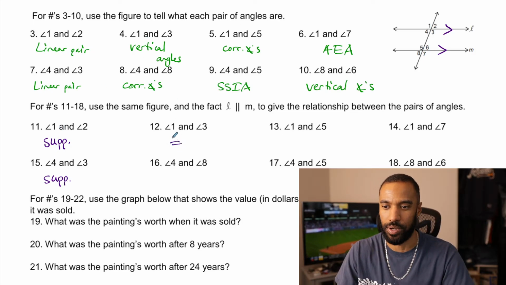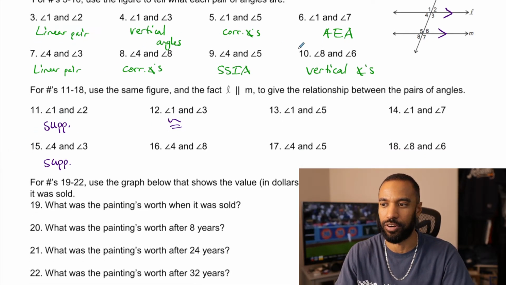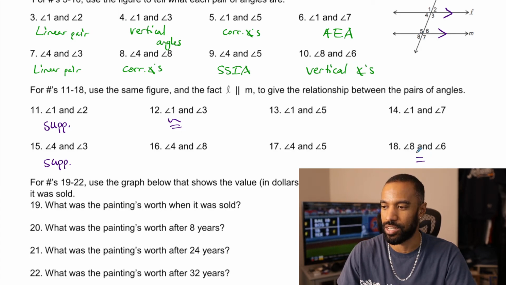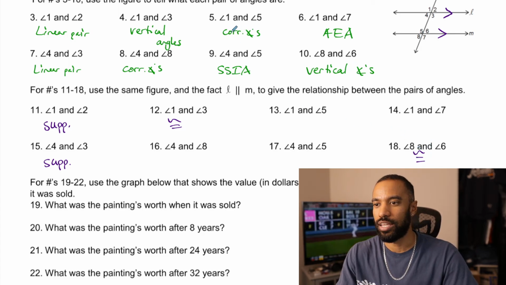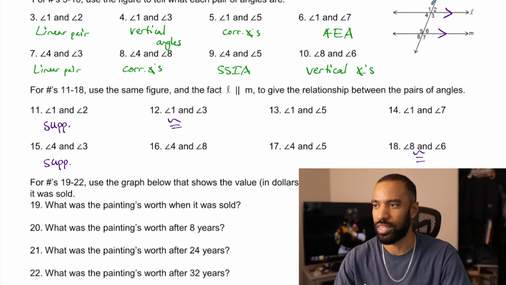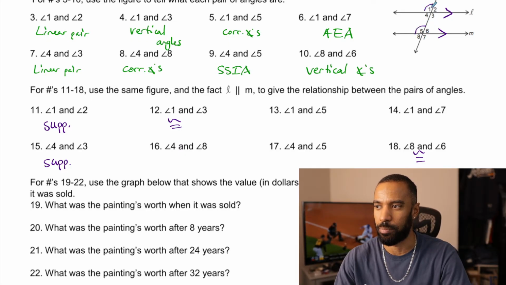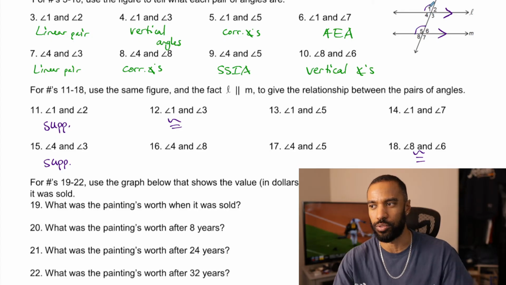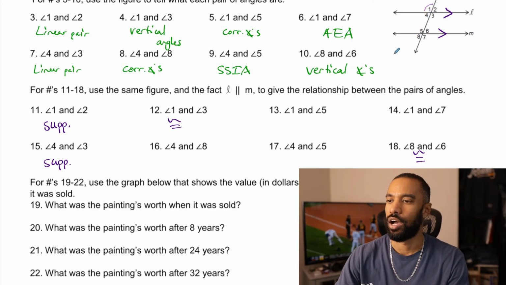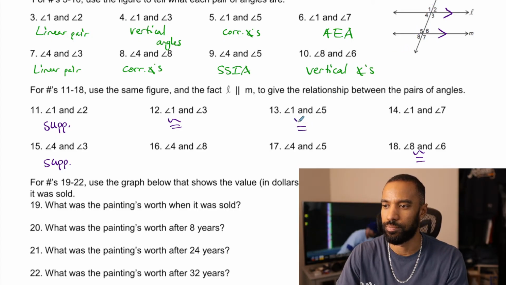Vertical angles are congruent, whether or not the lines were parallel. Vertical angles would have been congruent anyway. 8 and 6, also congruent. Corresponding angles are congruent when lines are parallel. Look at that, 1 and 5. As the lines look parallel to begin with, those look pretty congruent to each other, right? 1 and 5. So corresponding angles are congruent.